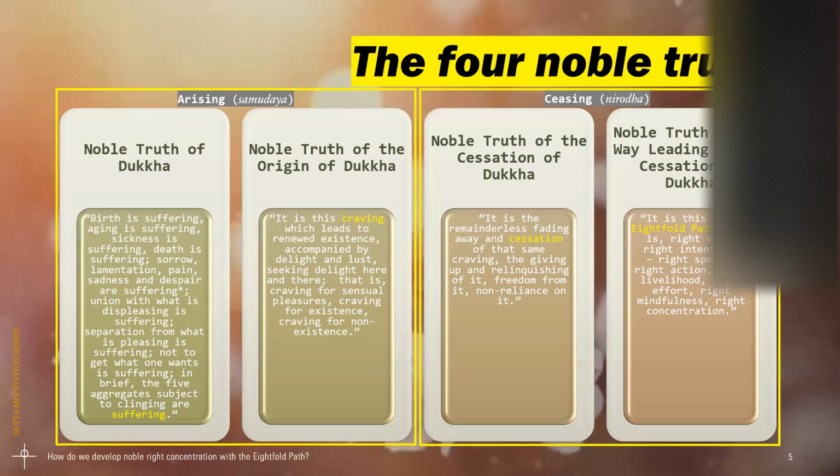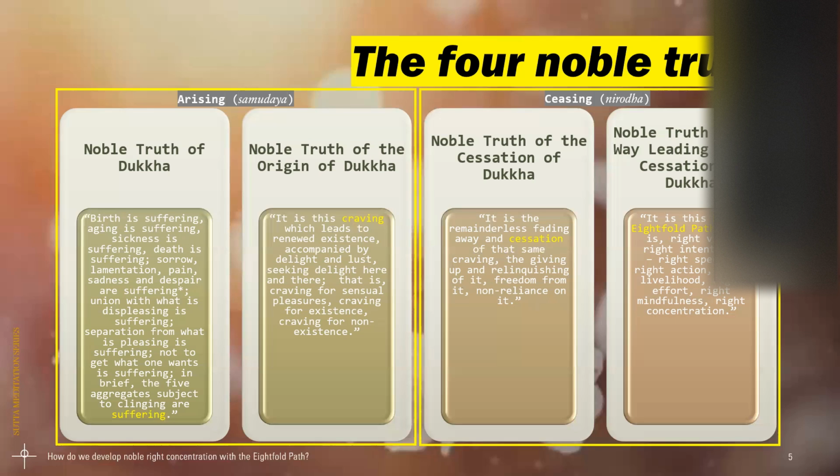So we come to understand that understanding and penetrating these Four Noble Truths is integral to realizing the end of all suffering. And so when we remember from this table that the Noble Truth of Dukkha is where we translate that as suffering, it's those 12 terms that begin with birth is suffering, all the way down to not getting what we want, and also that the five aggregates subject to clinging is also suffering.